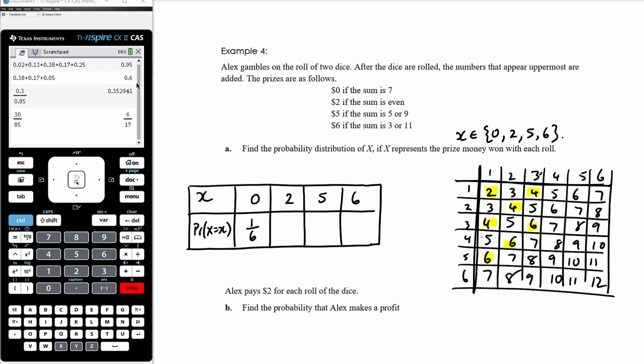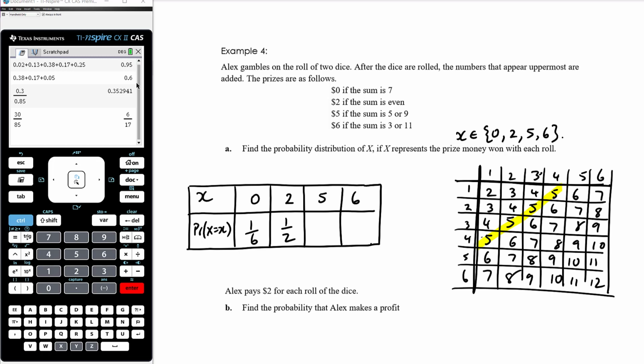Be careful about assuming that even will be half. You need to be sure that you've got an equal number of odd and even outcomes to make that assumption. So, sorry, I deleted something here. So that was 1/6. This is half. Probability of getting $2. We win a prize of $5 if the sum is 5 or 9.